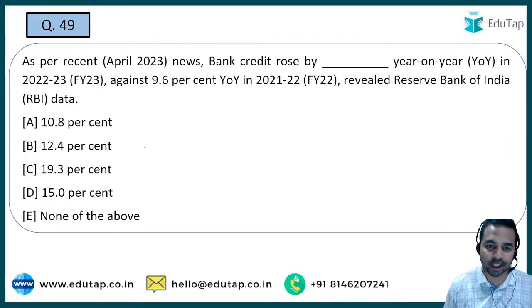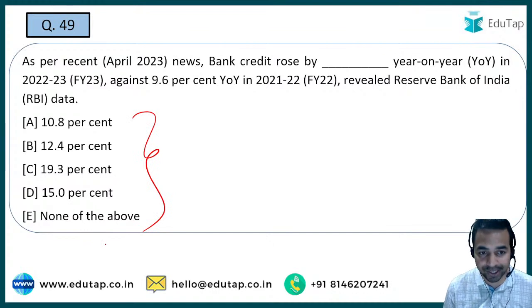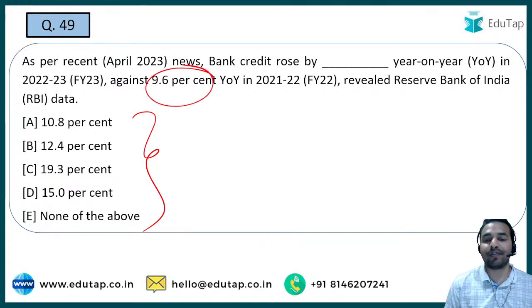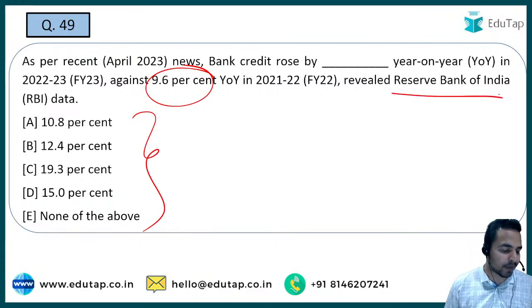Now the next question. So guys, recently the bank credit has risen by what percent year on year in fiscal year 2022-2023 against 9.6% in fiscal year 2021-2022, as per the data which was revealed by the Reserve Bank of India. So guys, in this question you are just required to tell me what exactly the percentage increase is.